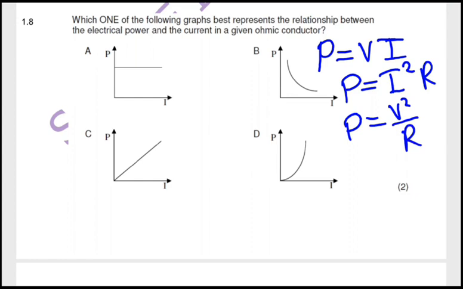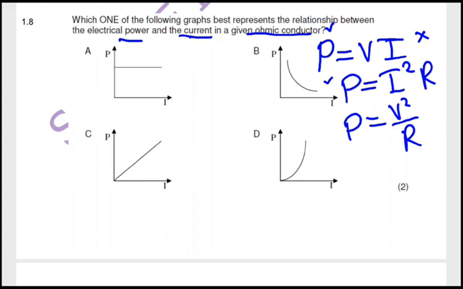Now we want the one that has got power and current. So this one and probably that one. But this one has got P and I squared. Okay, so let's deal with this graph. Now, we are told that we're looking at an ohmic conductor.